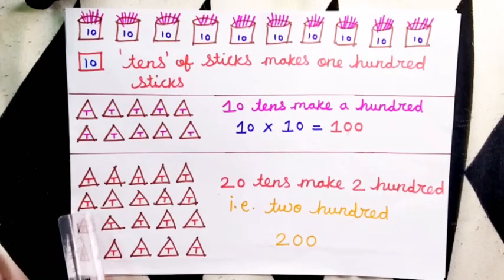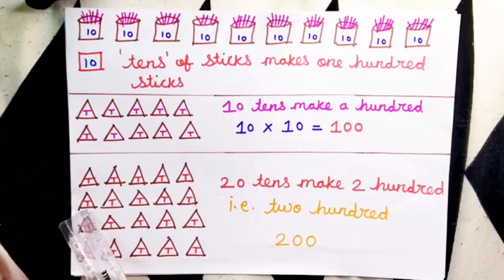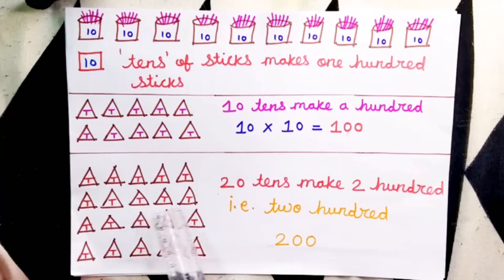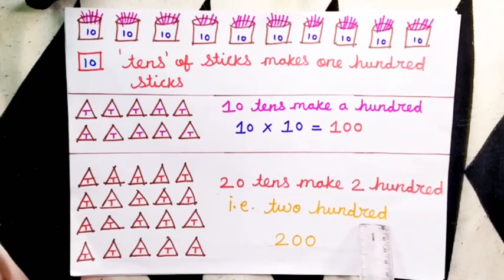See the similar example. Again, I have written here T. We will calculate the triangles. 1, 2, 3, 4, 5, 6, 7, 8, 9, 10, 11, 12, 13, 14, 15, 16, 17, 18, 19, 20. So, 20 tens make 200. That is T-W-O, 2 and 100, H-U-N-D-R-E-D. We can write like this, 200.